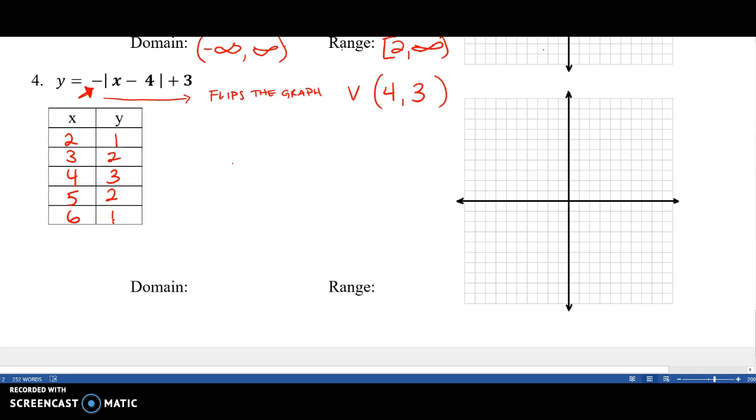Okay, so if we plot those points, I'm starting my vertex 4, 1, 2, 3, 4, up 3. Okay, and then we're going to go 3, 2, and 2, 1. And then on the other side, we're going to go 5, 2, and 6, 1. If you notice, the graph is flipped upside down. So now this will have an effect on your domain and range, not so much on your domain. That'll be negative infinity to positive infinity. But when you're looking at your range, you're coming up from negative infinity, and then you're stopping at, what is that, 3.